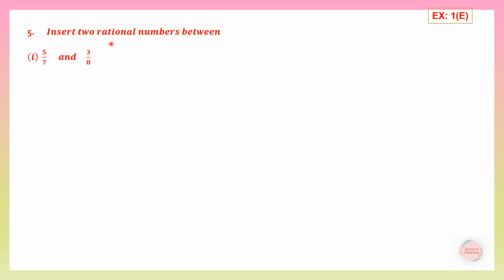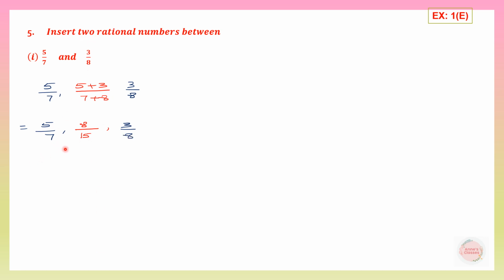Question 5. Insert two rational numbers between these two rational numbers. So let's begin by writing these two, that is 5 by 7 and 3 by 8. If we have to insert between them, we are going to add up the numerators, that is 5 plus 3, and add up the denominators 7 plus 8. So here what do we have? We have 5 by 7, which is the first one as it is. Second one will be 5 plus 3, which is 8, and 7 plus 8, which is 15. And then we have the third one, which is there in the question. So now we have inserted only one. Our question says insert 2.